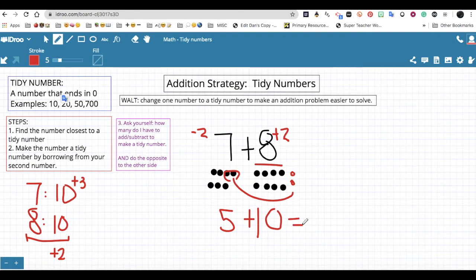Now, which is easier to solve? 7 plus 8 or 5 plus 10? 5 plus 10 is much easier to solve because we're dealing with a tidy number, a number that ends in 10. So all we have to do is add our 10 and add our 5, our 10s and our 1s. So 5 plus 10 is 15.